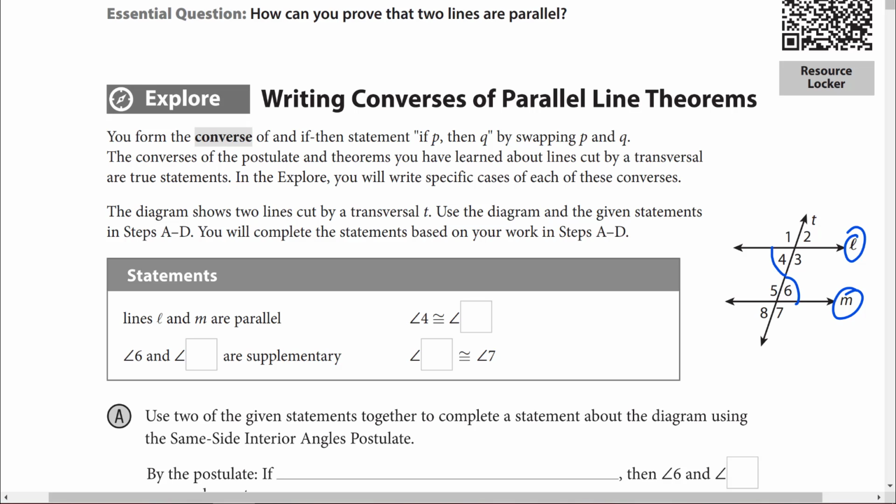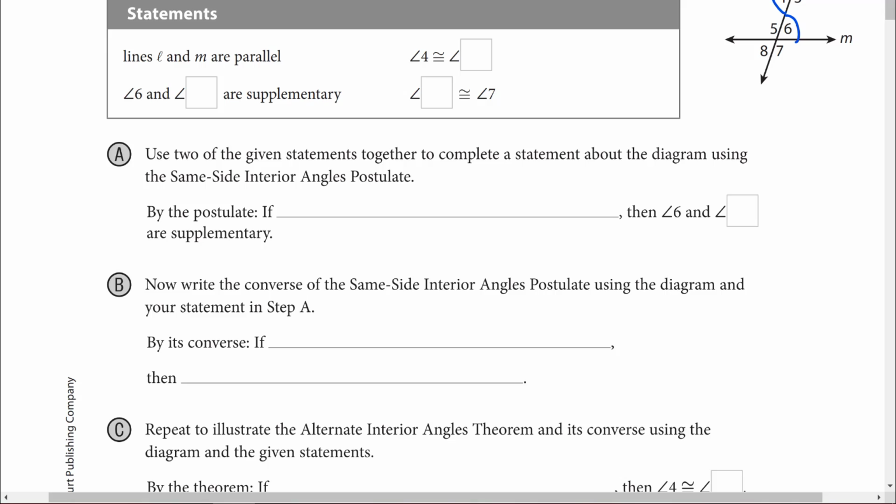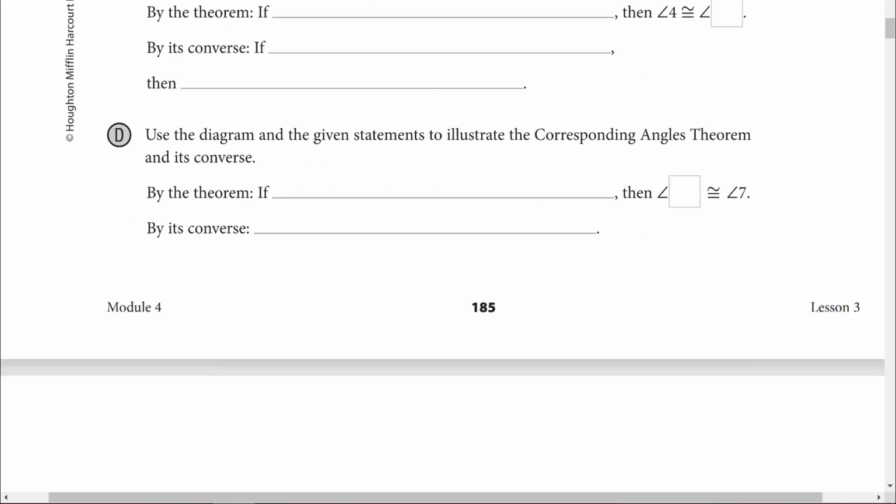All the converses mean is that we don't start with the assumption that the lines are parallel. We start with the assumption that the angles are congruent, or whatever the relationship is, and prove the lines are parallel. So we're reversing it. Instead of "the lines are parallel, so the angles are this," it's "the angles are this, so the lines are parallel." That's all a converse is: flipping which part you start with, what the assumption part is.